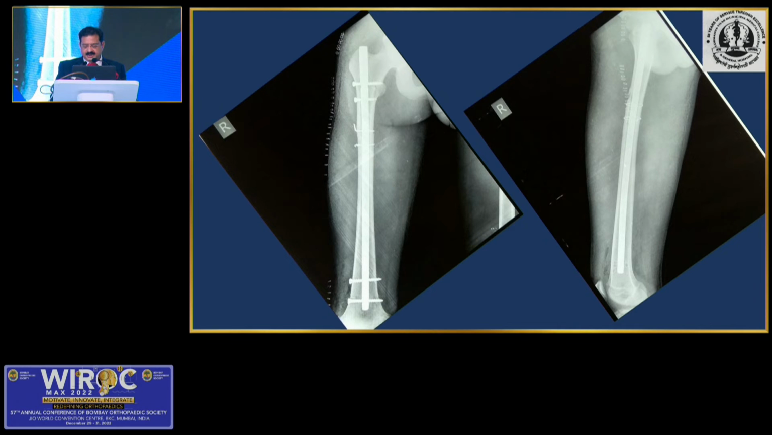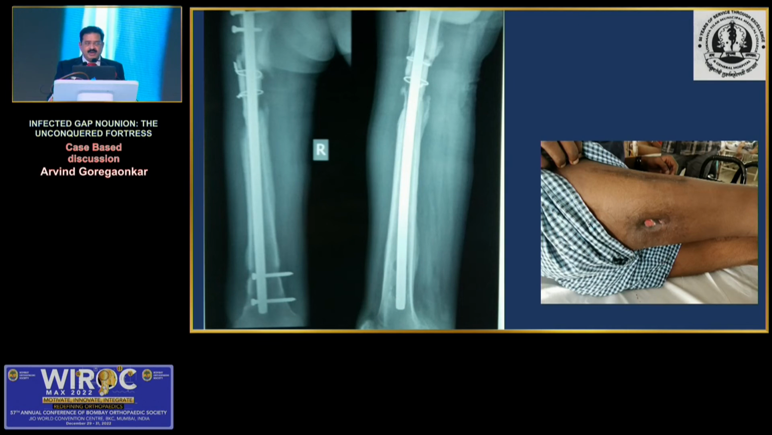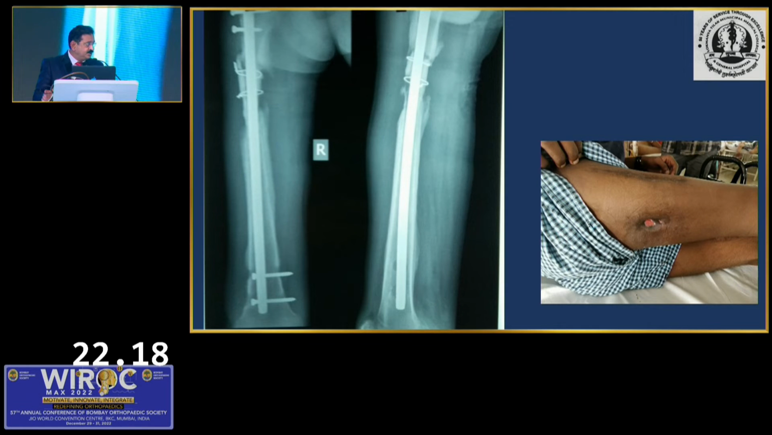Everybody is happy by this time. This is what happens. Patient came 4 months later. You find that there is clear-cut infection. The destruction of the bone has already taken place, plus there is a persistent discharging sinus. At this stage, I want from the faculty to find out what can be done.